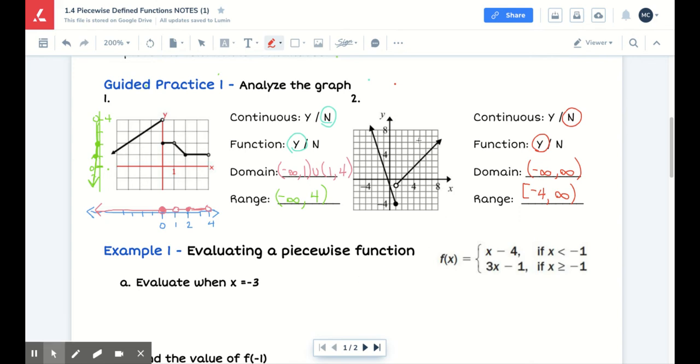Okay, so welcome back. You should have gotten that the first one was not continuous. It has a break when x is 1. It is a function because it does pass the vertical line test. The domain is all real numbers because the graph does go forever to the left and forever to the right. And the range is from -4, including -4, because we have a solid dot there, to a positive infinity because it does go upward forever.